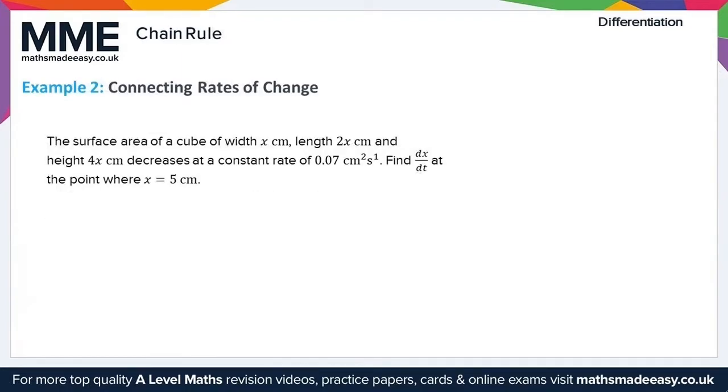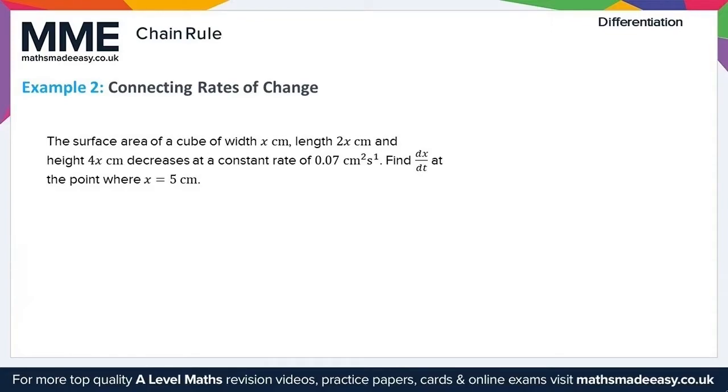Example 2 here on the chain rule is taking a look at connecting rates of change. We're told the surface area of a cuboid of width x centimeters, length 2x centimeters, and height 4x centimeters decreases at a constant rate. And we're asked to find dx by dt at the point where x equals 5 centimeters.